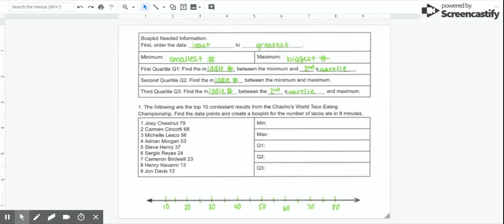Guys, I started your lesson over box plots, and I had you watch the interactive student edition. And today we're just going to review it a little bit. So this is like actual data. It's from like food eating competitions. But let's start at the top with filling in the blank.